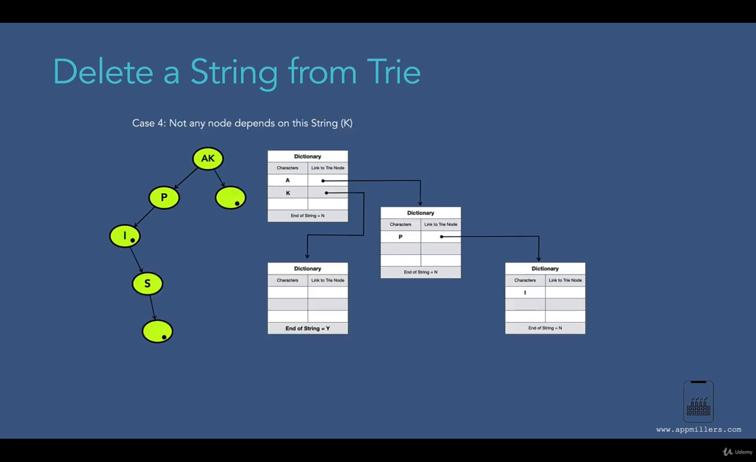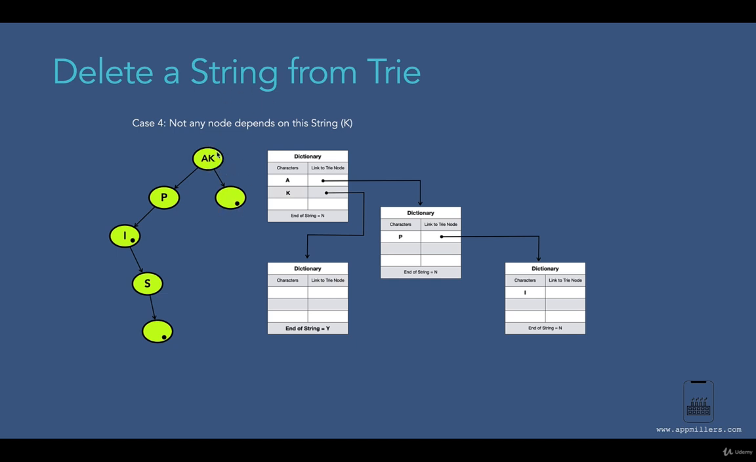So in the fourth case, not any node depends on the string. For example, if we want to delete K from here, we can easily see that in this trie over here, we have 3 words. The first word is AP, because after P we have end of string over here. The second word is APIS, because after S we have end of string over here. And the third word is K. So after K we have end of string over here.